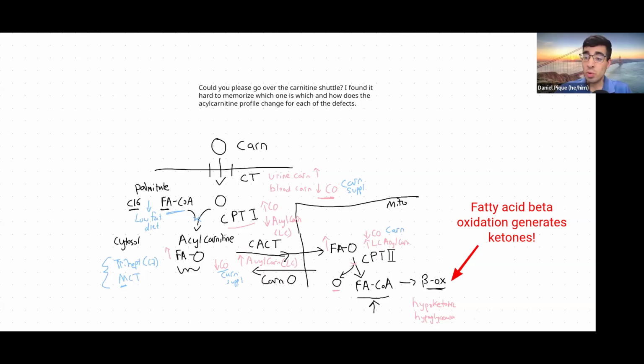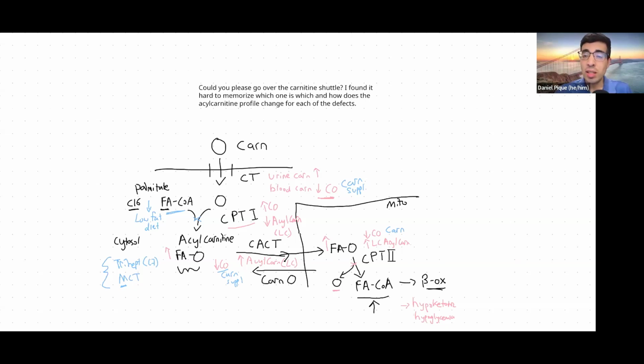So if you have trouble undergoing fatty acid beta oxidation because you have a long chain fatty acid oxidation disorder, guess what? You're going to end up with not only low glucose, but also low ketones. And this is one of the hallmarks of a fatty acid oxidation disorder. So if you see hypoketotic hypoglycemia, you really want to be thinking about a fatty acid oxidation disorder.